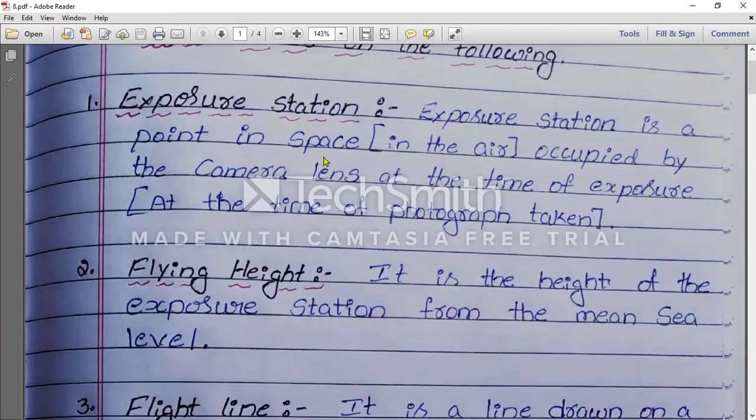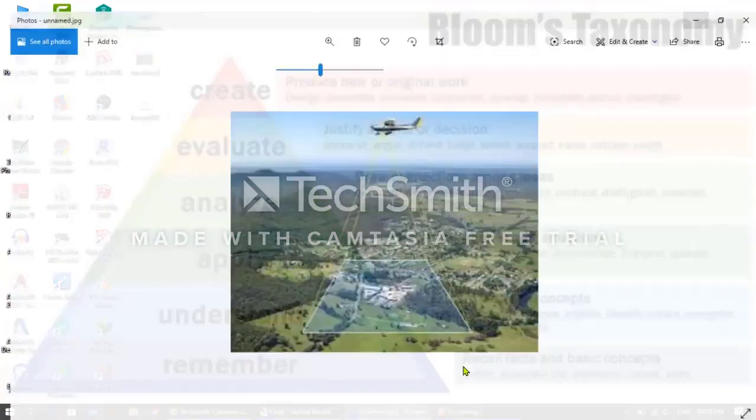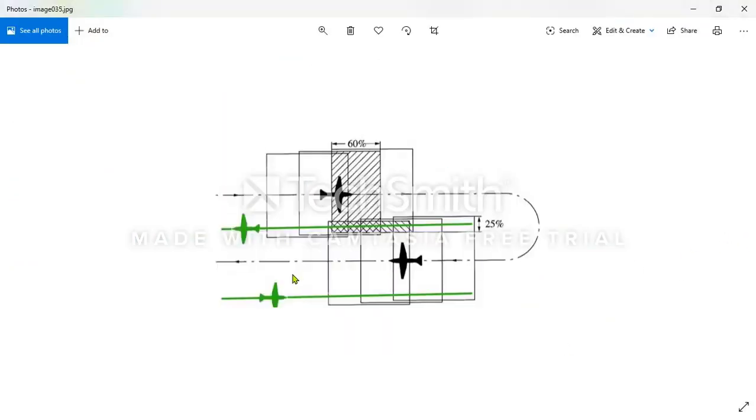So the third one we will discuss. The third one is flight line. What is flight line? It is a line drawn on a map. See, on the map you draw one line, right? That line is called flight line. It represents the track of the aircraft, that means the line along which it has to move. So in that figure you can easily see this.